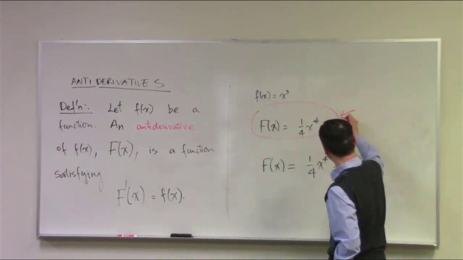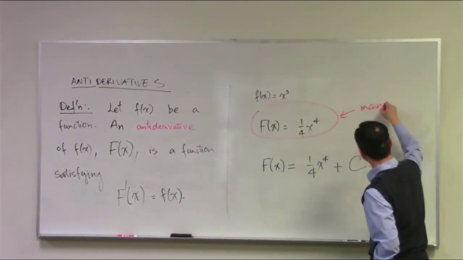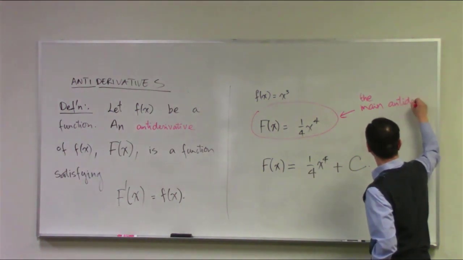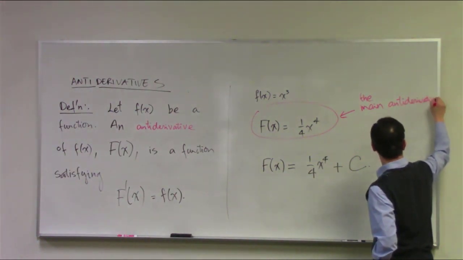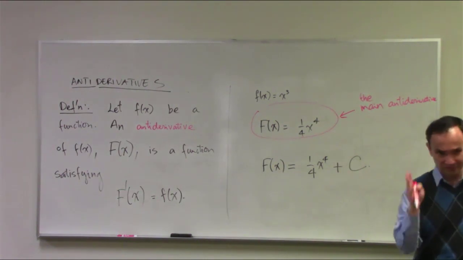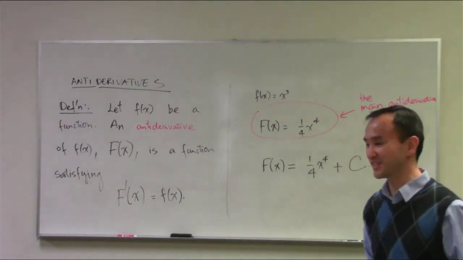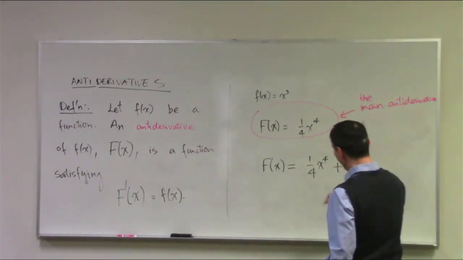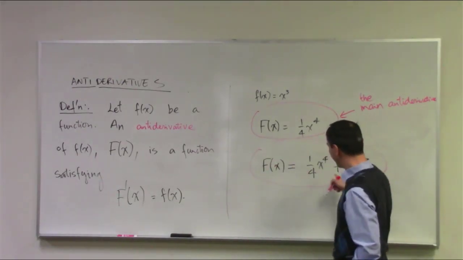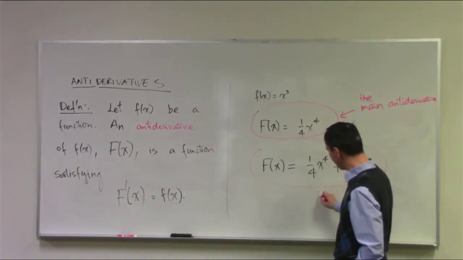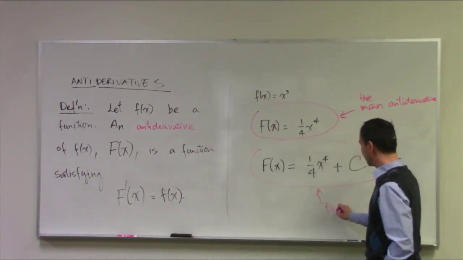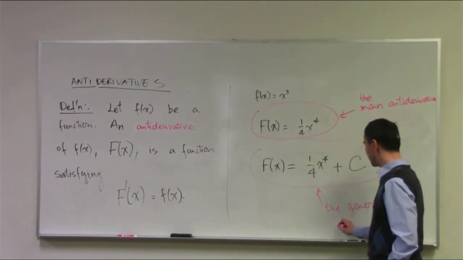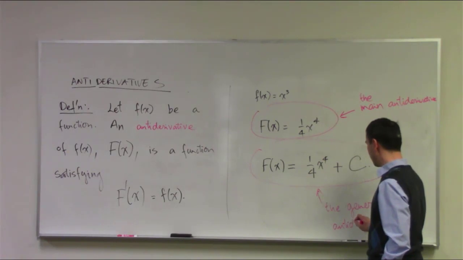A lot of times people call that the main antiderivative. So a lot of times just that special version where the constant c is 0, we call it the main antiderivative. Sounds good? And then the whole family here would generally be written as a plus c right there. You call that the general antiderivative.